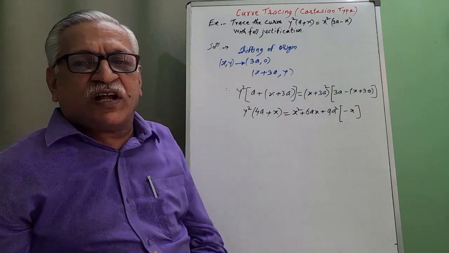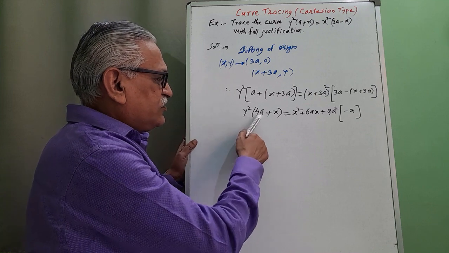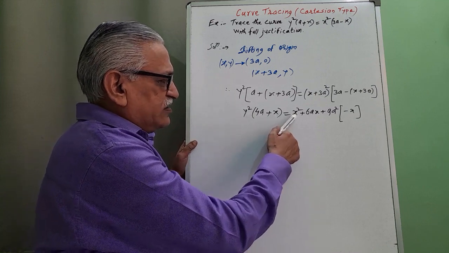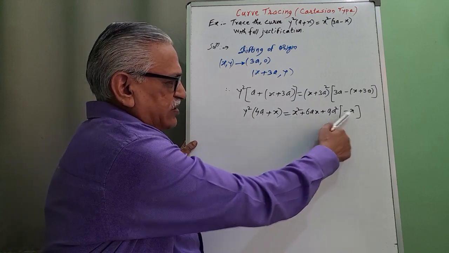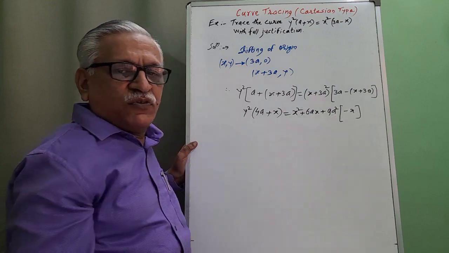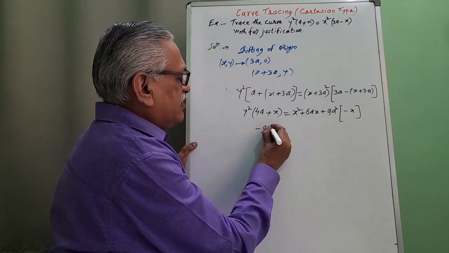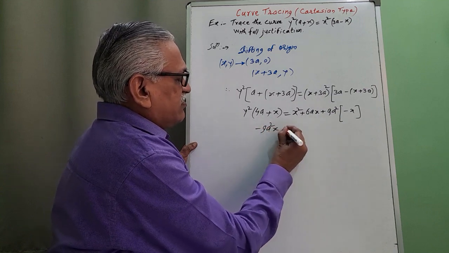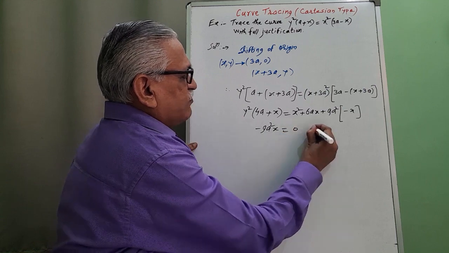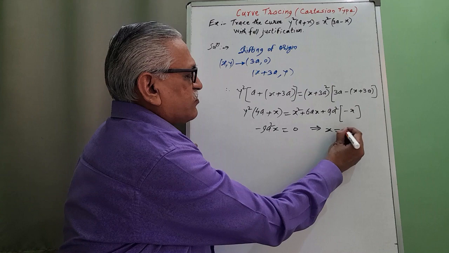And then from these two sides we have to find the lowest degree term of terms. Here the degree is 2, degree 3, degree 2, and this one 3, degree 2 and degree 1. Therefore the lowest degree term is this last one, minus 9a square x equated to 0. Dividing by minus 9a square we get x equal to 0.